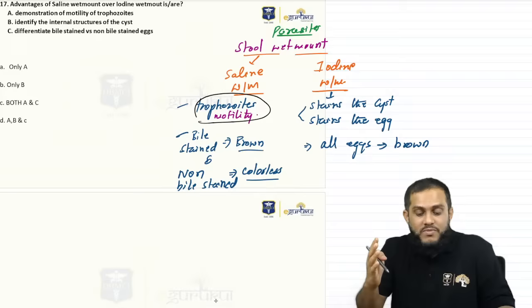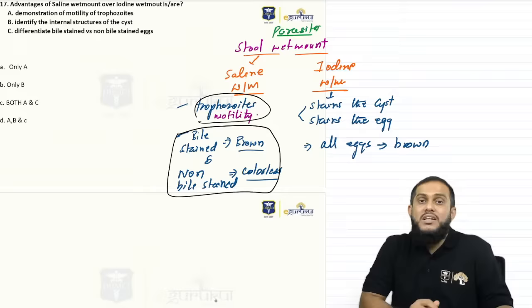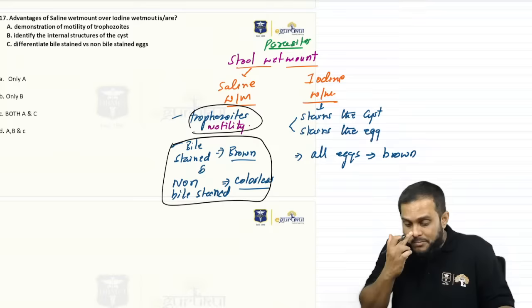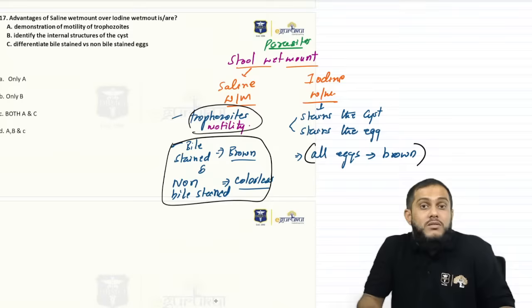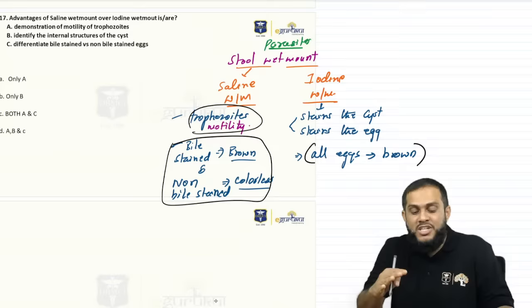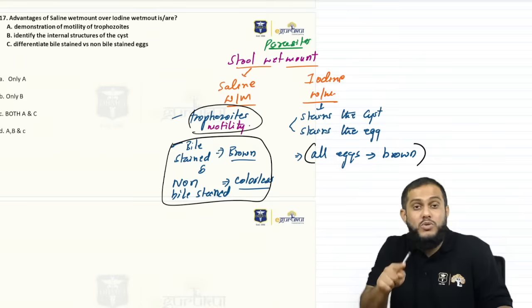And bile stained and non-bile stained eggs you can differentiate by saline wet mount, because in saline wet mount only bile stained eggs are brown, non-bile stained eggs are colorless. Whereas in iodine wet mount, all eggs become brown because of iodine. Cysts and eggs are seen better, but you can't differentiate bile stained from non-bile stained. In iodine wet mount, you can demonstrate trophozoite motility immediately, but not after some time, whereas in saline wet mount we can demonstrate it even after some time.